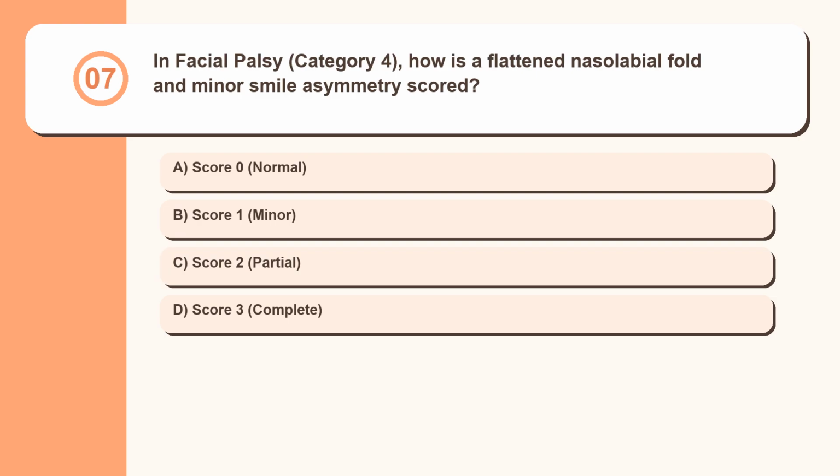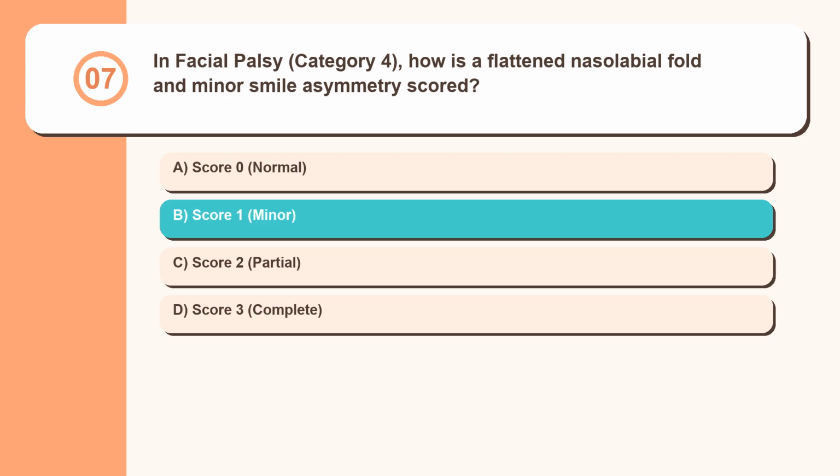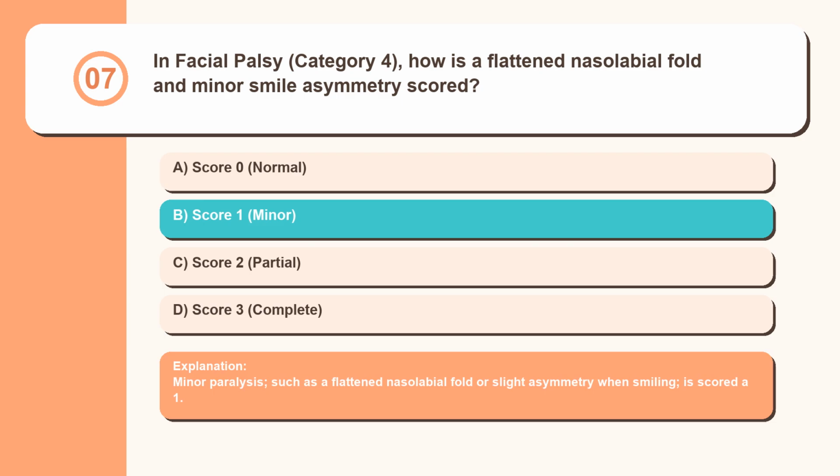Question 7. In facial palsy, Category 4, how is a flattened nasolabial fold and minor smile asymmetry scored? Score 0, normal, score 1, minor, score 2, partial, score 3, complete. Minor paralysis, such as a flattened nasolabial fold or slight asymmetry when smiling, is scored a 1.